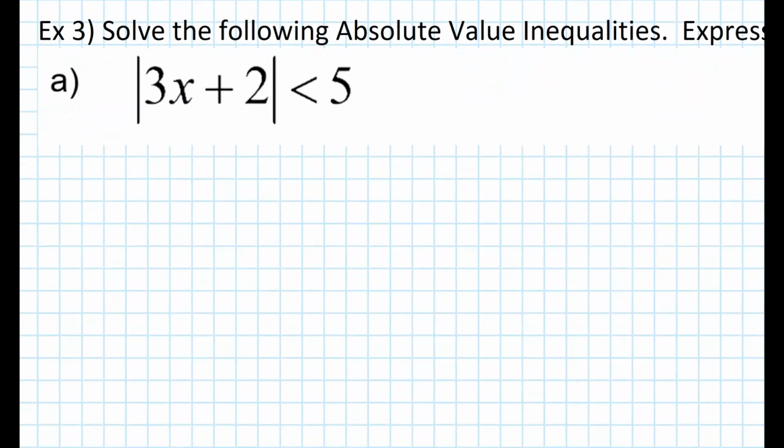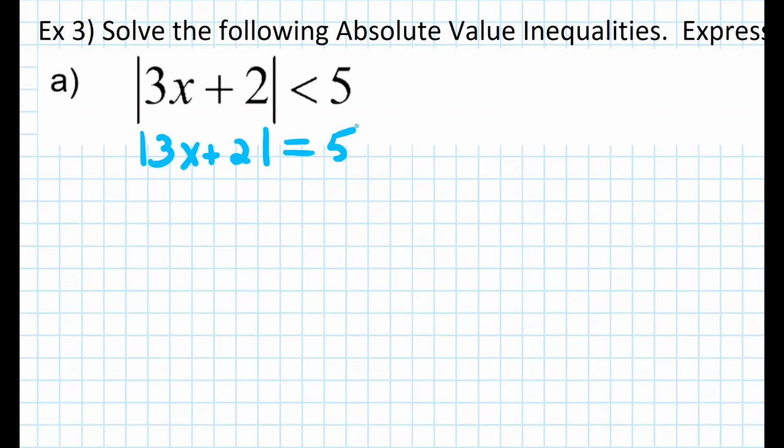Again, we're starting with the absolute value of 3x plus 2 being less than 5. The absolute value is already isolated for us, so we don't need to do any preliminary work. But now we're going to change this less than sign to an equal sign. So we have 3x plus 2 is equal to 5. Now this is just like the equations we solved a couple minutes ago.